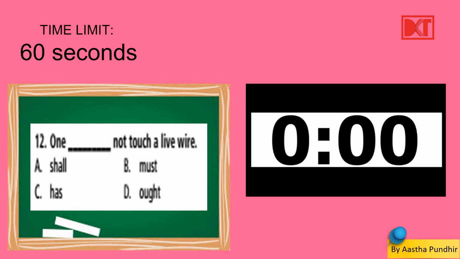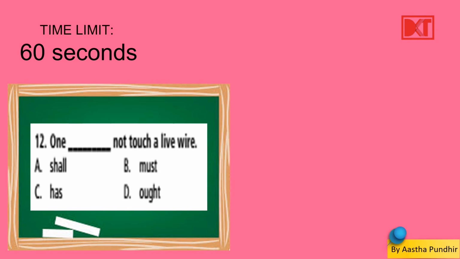Okay, next, one dash not touch a live wire. One shall not touch, one must not touch, one has not touched, or one ought not touch. The correct answer is B. One must not touch a live wire.